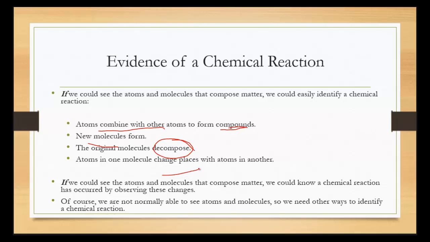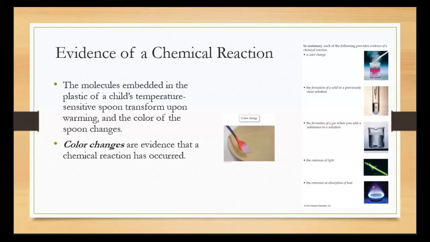If we could see the atoms and molecules that compose the matter, we could know that there's a chemical reaction. But of course, they're so small we can't actually do that. So we have to have some other way of identifying a chemical reaction. And that's where we get the evidence of the chemical reaction. Over here, you'll see the summary of the different ways that you can tell that there's a chemical reaction going on.